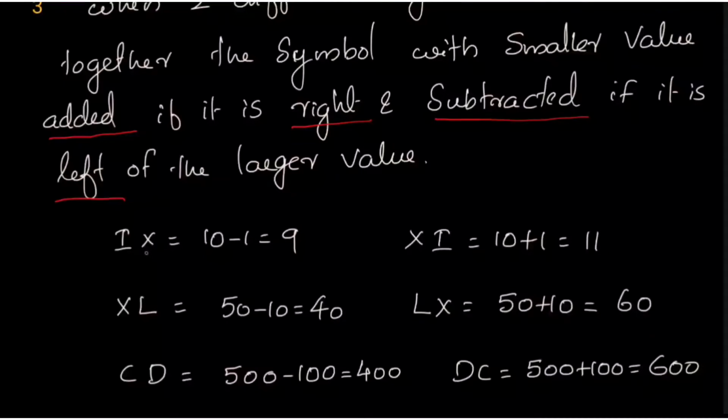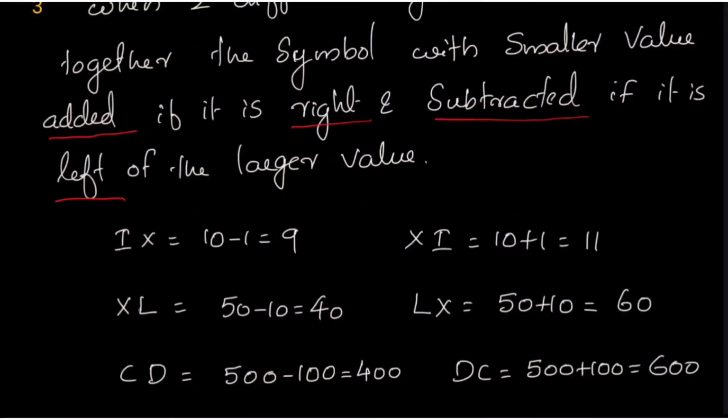X is 10, we already know, and I is 1. If the smaller number is written just before the bigger number, the smaller one is subtracted from the bigger: 10 minus 1 equals 9. If it is written right of the bigger number, it is added to the bigger number. Here XI means 10 plus 1 equals 11.